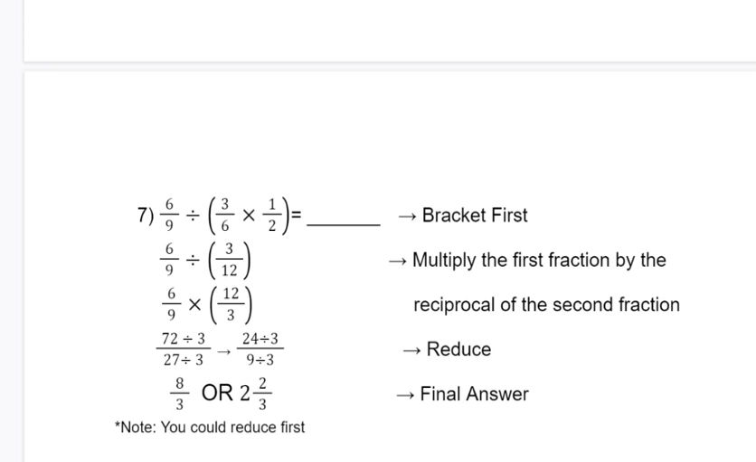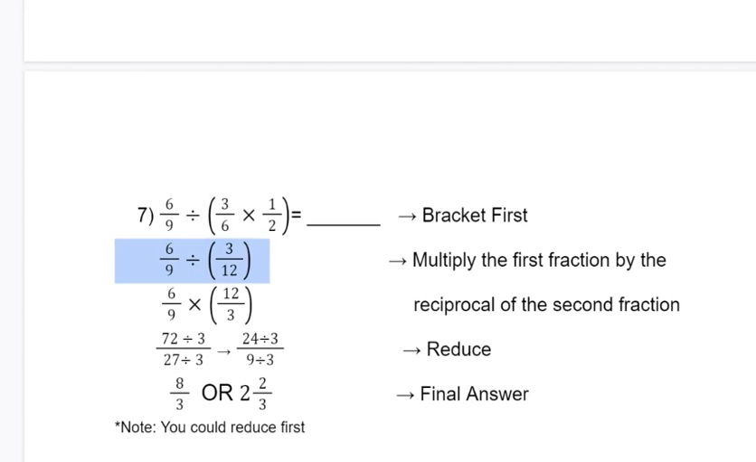So again, brackets are first, so we're just going to treat this like a regular BEDMAS, order of operations expression. So brackets are first, so 3 times 1 and then 6 times 2, and we talked about how to multiply and divide fractions in older lessons. So again, this would become 3 over 12. The next line here is 6 over 9 divided by 3 over 12.